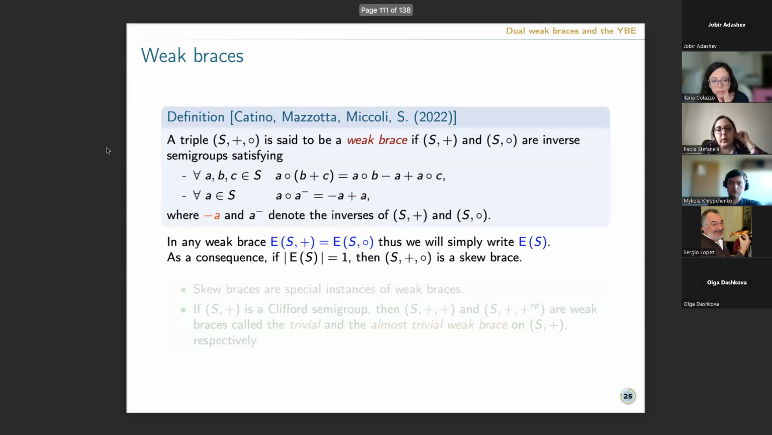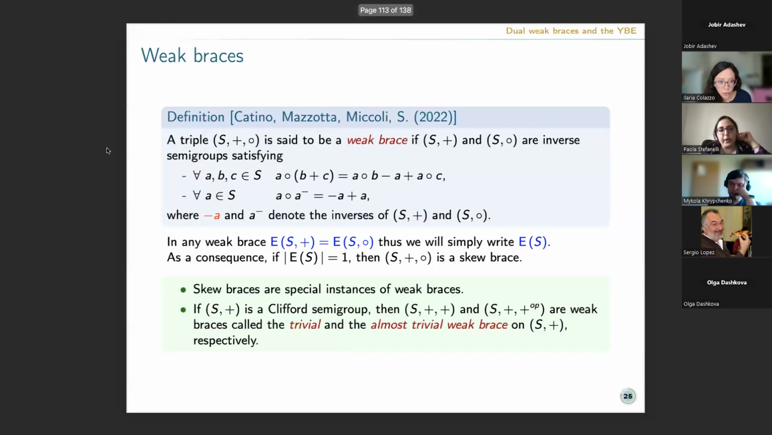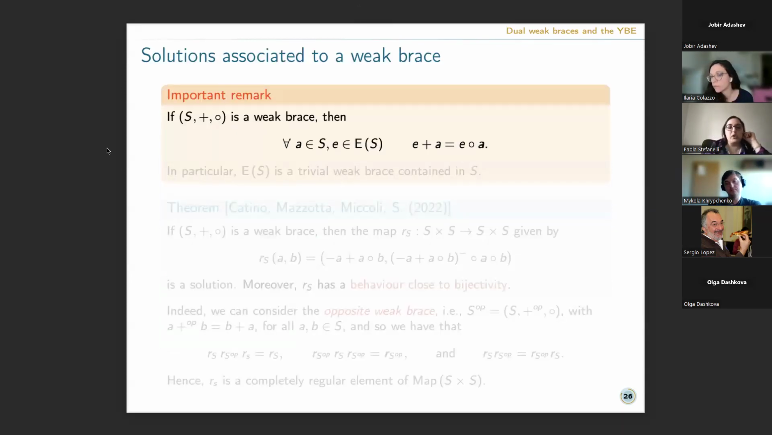And as a consequence, if the set of idempotents has cardinality 1, then S plus circle is a skew brace. So skew braces are special instances of weak braces. And if we fix a Clifford semigroup, we can obtain easy instances of weak braces that we call trivial weak braces. So we also have this property that involves any idempotent E and any element of S. The sum E plus A is equal to the multiplication E circle A. In particular, ES is a trivial weak brace contained in S.